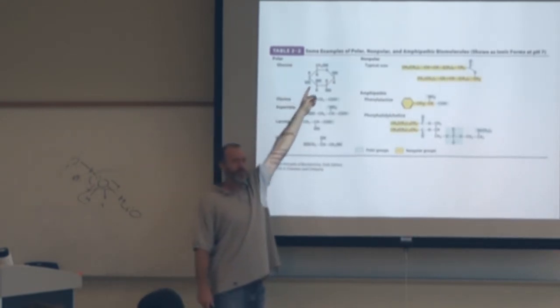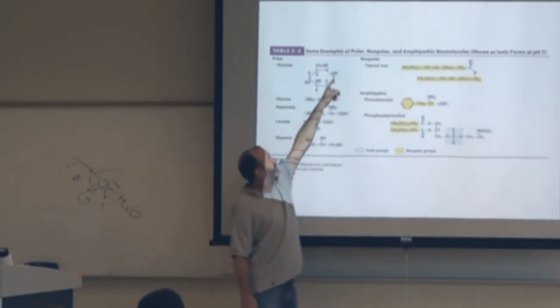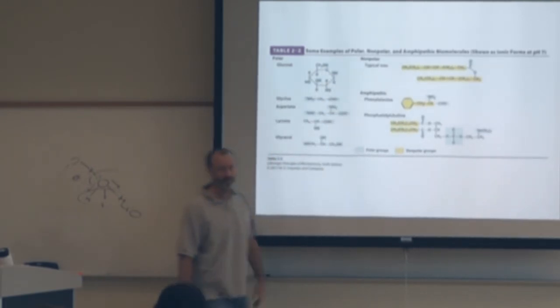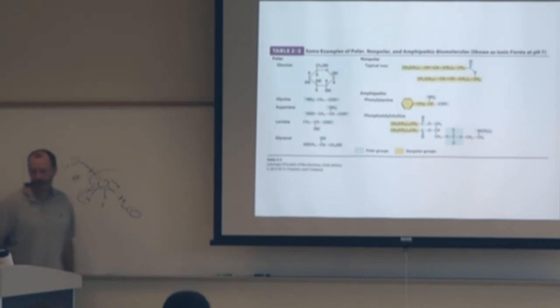Glucose, like I said, has lots of alcohols. And then this is actually a carbonyl that's been attacked by one of the alcohols. It's a form of ring closure. We'll talk more about that in the sugar chapter.